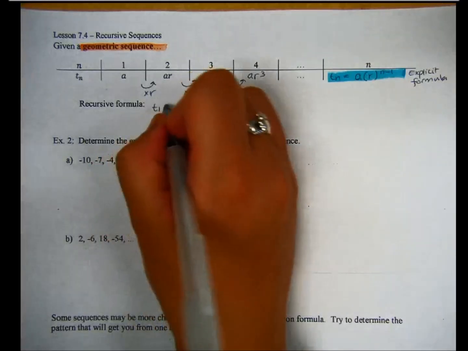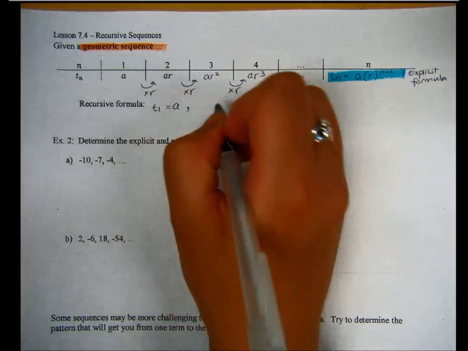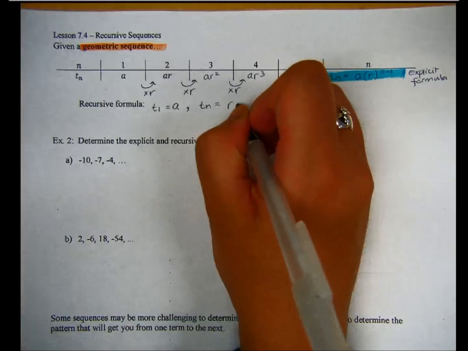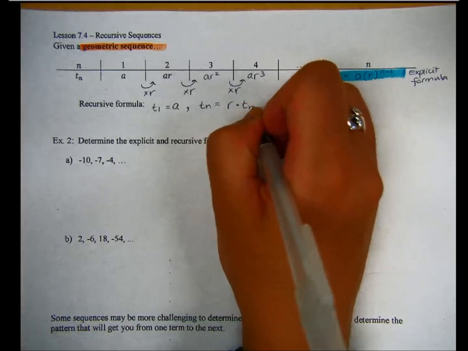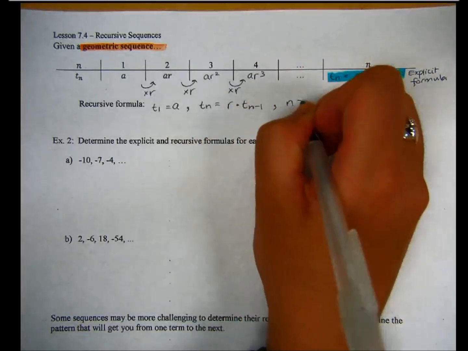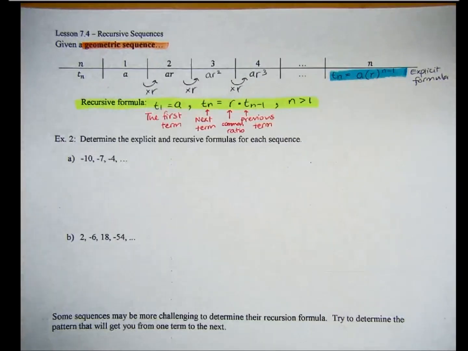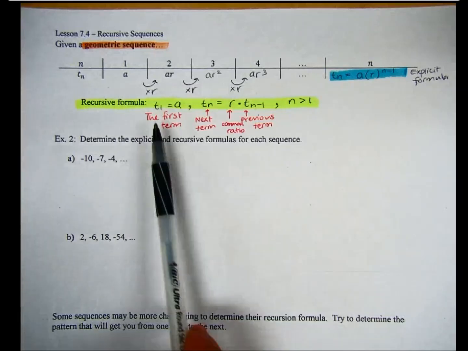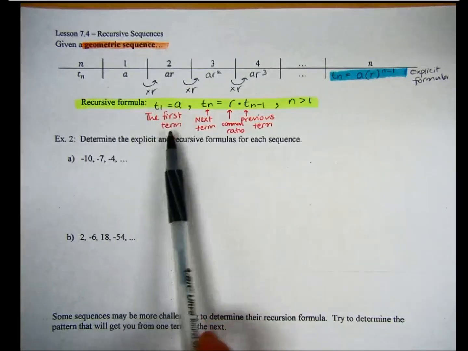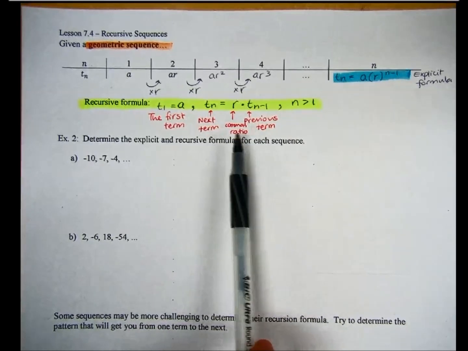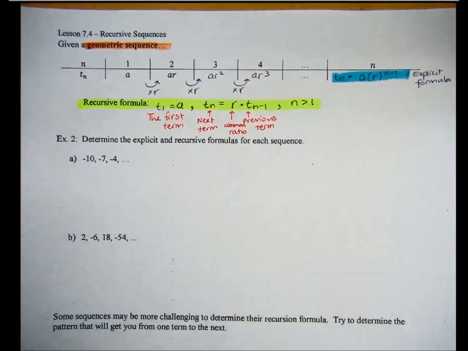So let's write that out. The first term is going to be a, and the next term is going to be the previous term times r. And n has to be greater than 1. Again, make sure our term numbers are whole numbers. Once more, the recursive formula, T1 equals a, the first term. The next term is equal to the previous term times the common ratio r, and n has to be greater than 1. So let's go over some examples.